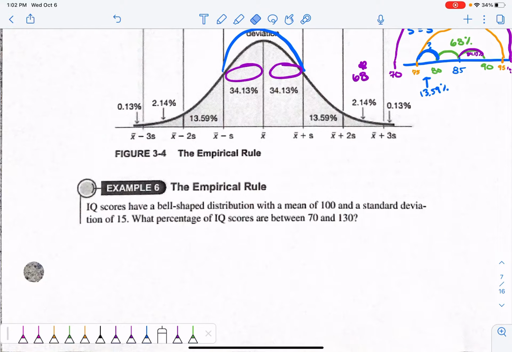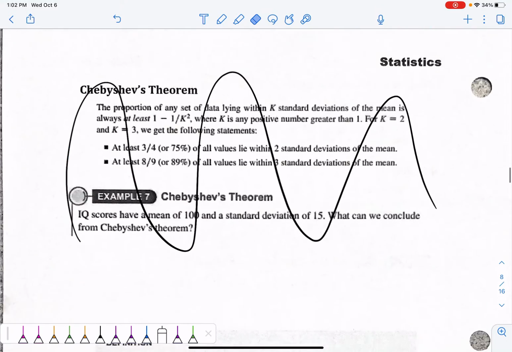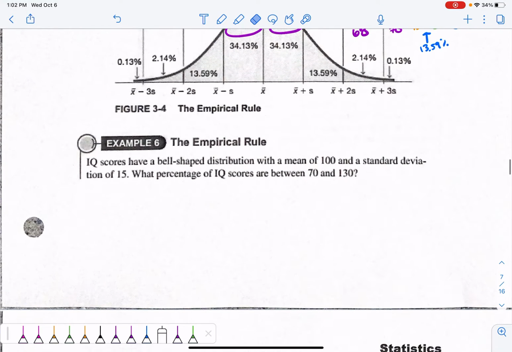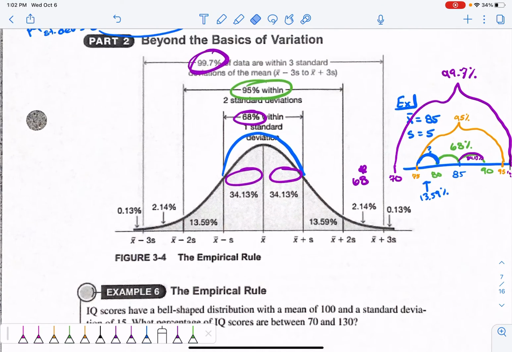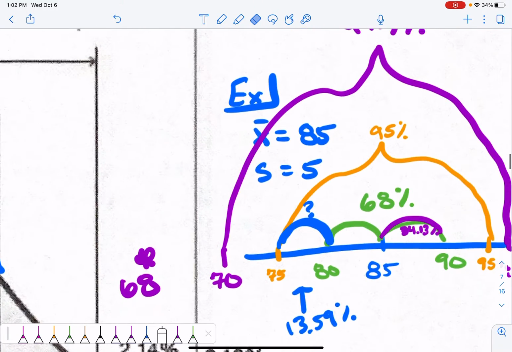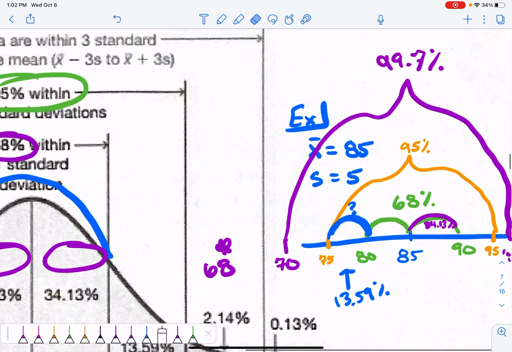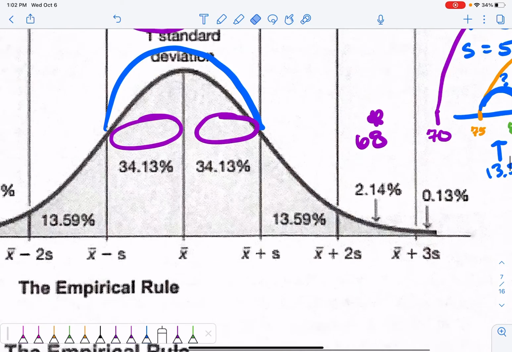Okay, Stats Kids, my recording stopped partway through the video, so I'm just going to do a short little video of the last couple examples. So we just got done talking about the empirical rule and doing this example over here where our average was 85 and standard deviation was 5.